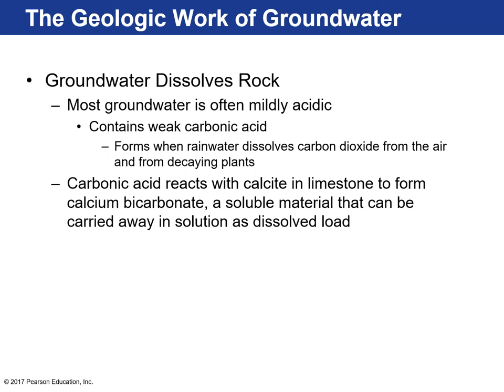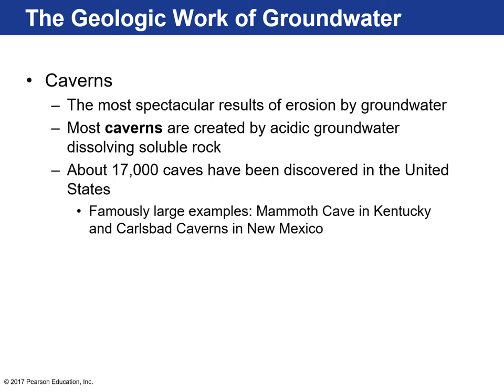The other crazy thing that groundwater does is that it's often mildly acidic, and it contains carbonic acid. Carbonic acid is in the groundwater because when it precipitates, there's carbon dioxide in the air that combines with the water to create carbonic acid. And carbonic acid will slowly dissolve rocks that have calcite in them. And so a rock that has a lot of calcite in it is limestone. And so limestone is very susceptible to this type of dissolution. And that's what creates caverns. Caverns are the spectacular results of erosion and water percolating through the vadose zone and slowly kind of dissolving the rock away as water tables rise and fall.